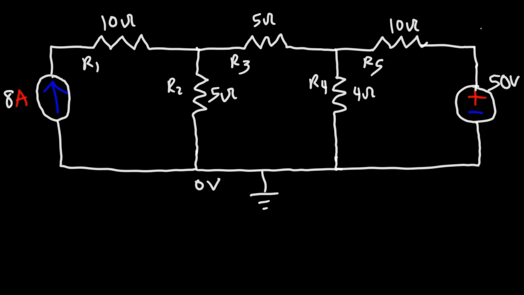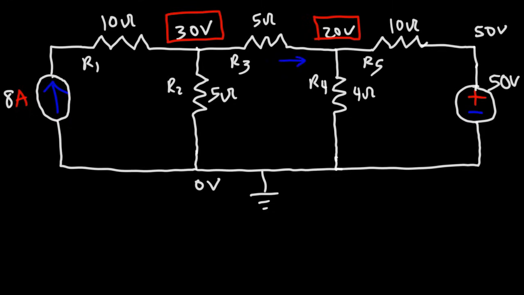So this is 0. We know this is 50 volts. And we said that VB was 30 and VC was 20. So as we predicted, notice that VB is larger than VC. So current is definitely going to flow from point B to C in this direction. Now let's calculate the currents. And let's calculate VA as well.